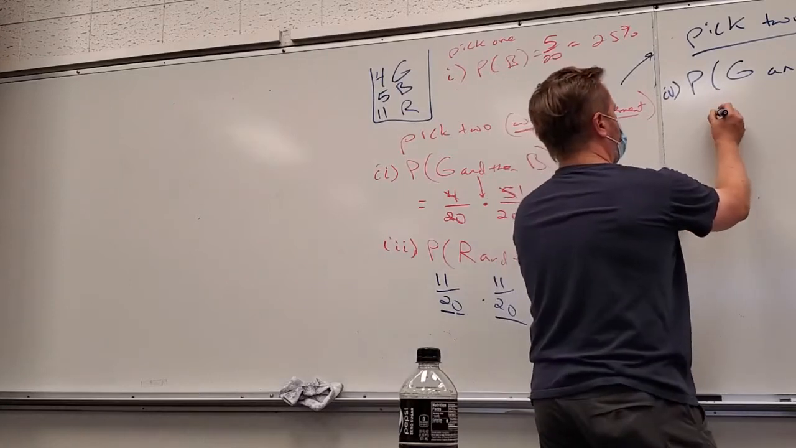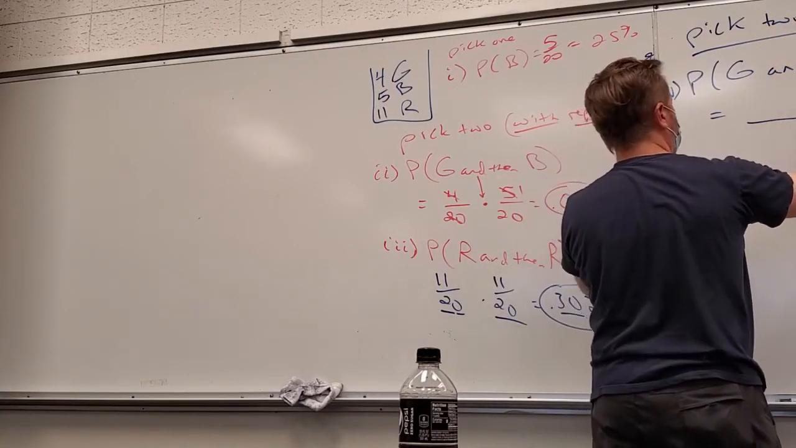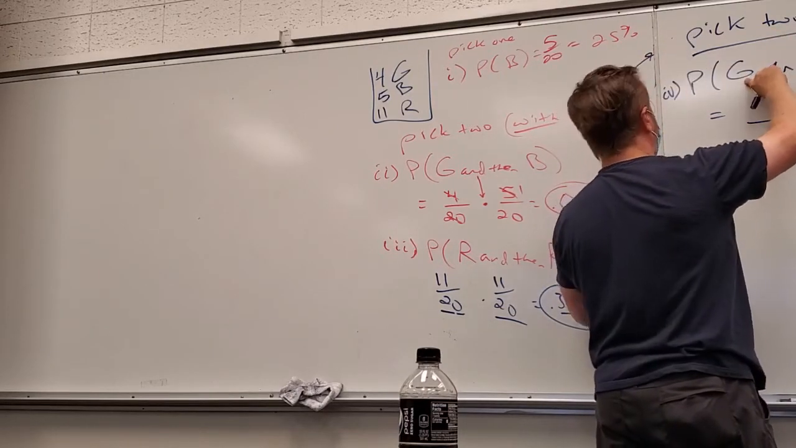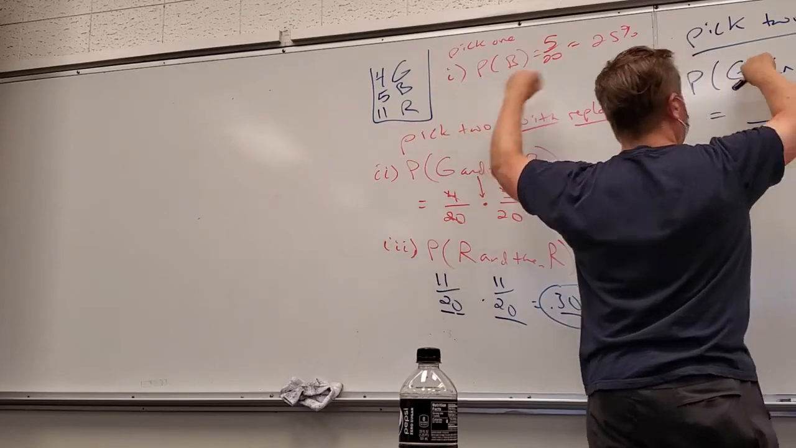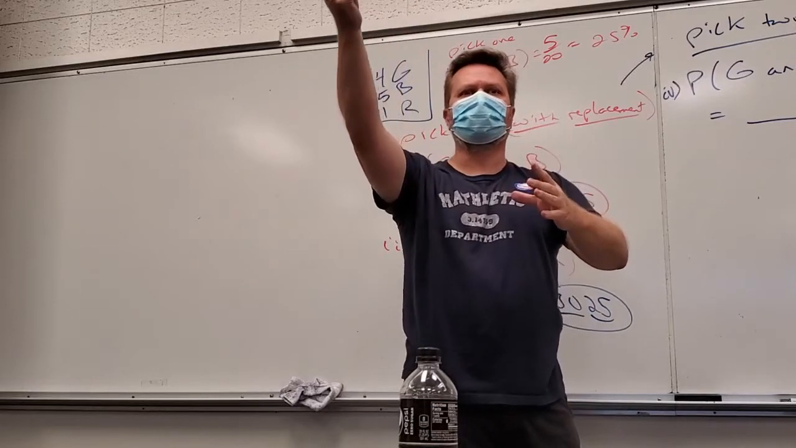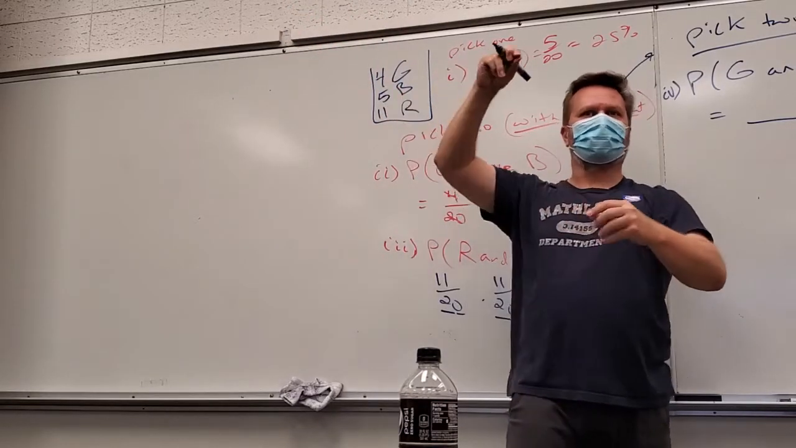All right. So I know it's "and". I got 2 things, 1 times another one. Nothing's happened yet, so of course the probability I get a green on my very first pick is 4 out of 20. And then I throw it away.